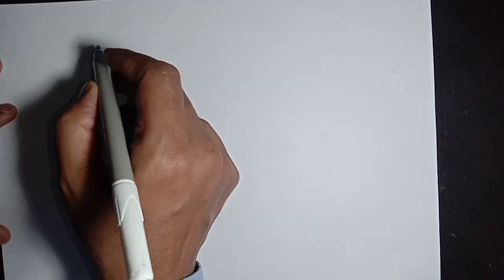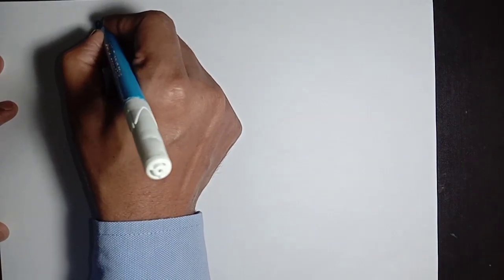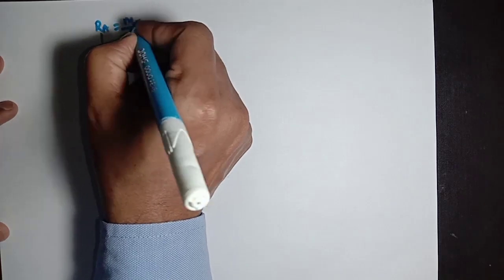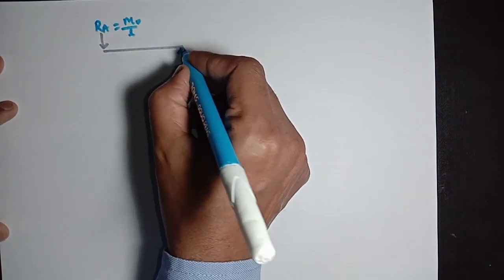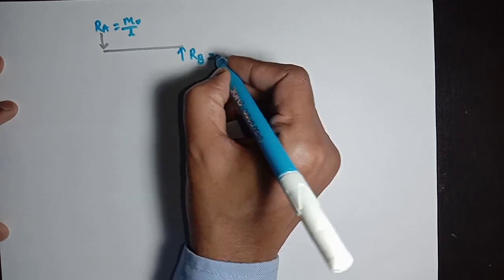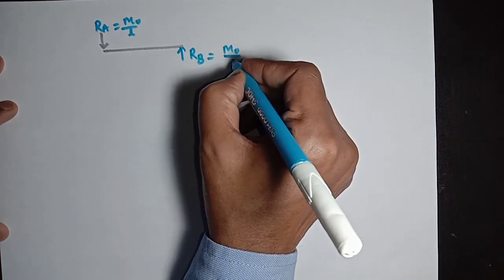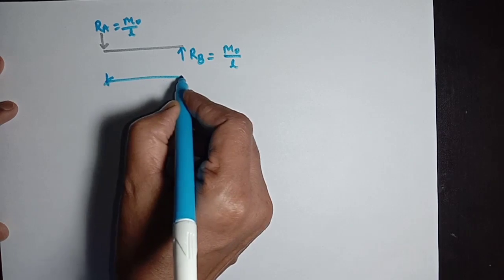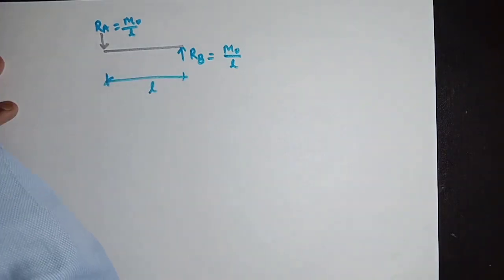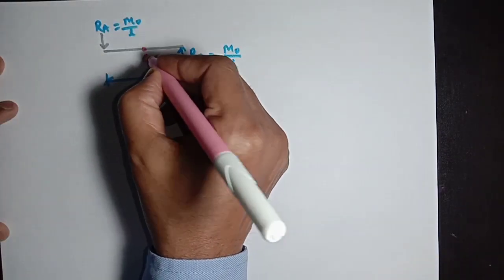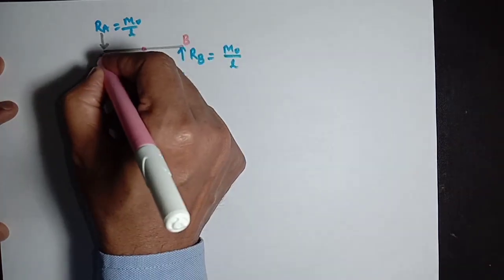Here as we have drawn our real beam, here is RA, with value equal to M0 divided by L. There is a reactive force RB which is equal to M0 divided by L, and the length of this beam is L, and there is a point C here. This is point B and this is point A.